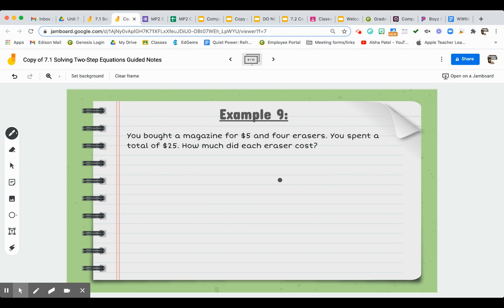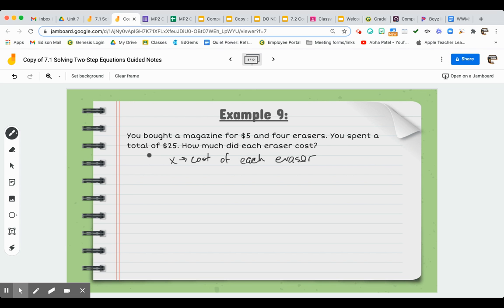All right. Another problem. You bought a magazine for $5 and 4 erasers. You spent a total of $25. How much did each eraser cost? So very similar. You bought a magazine for $5 and 4 erasers. You spent a total of $25. So in this case, you have 4 erasers. How much should each eraser cost? So X is the cost of each eraser.